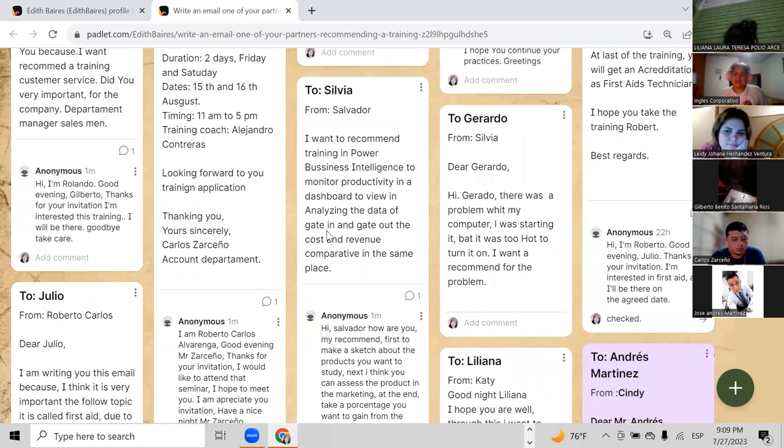Salvador lo que tenía que hacer era agregarle más información a usted, okay? Like the details about the training. He said, I want to recommend the training in Power Business Intelligence to monitor productivity in the dashboard, to view analyzing the data, and gate in the gate out the cost and renew comparative. This is basically the information about the training topic. Salvador is missing information about this training.